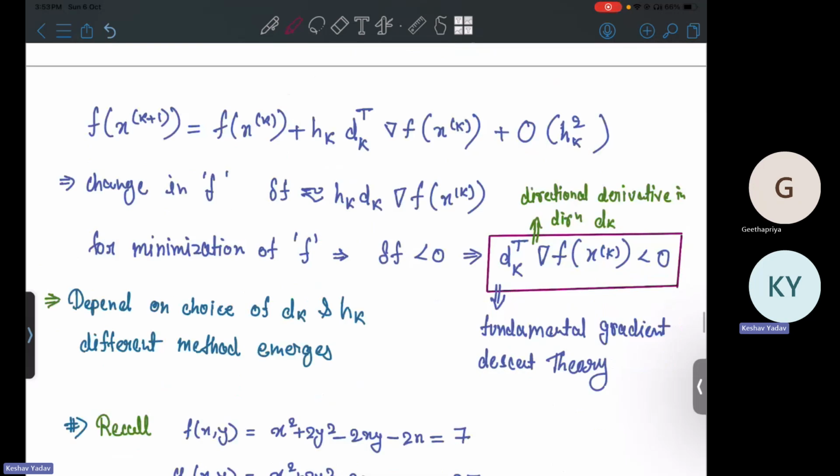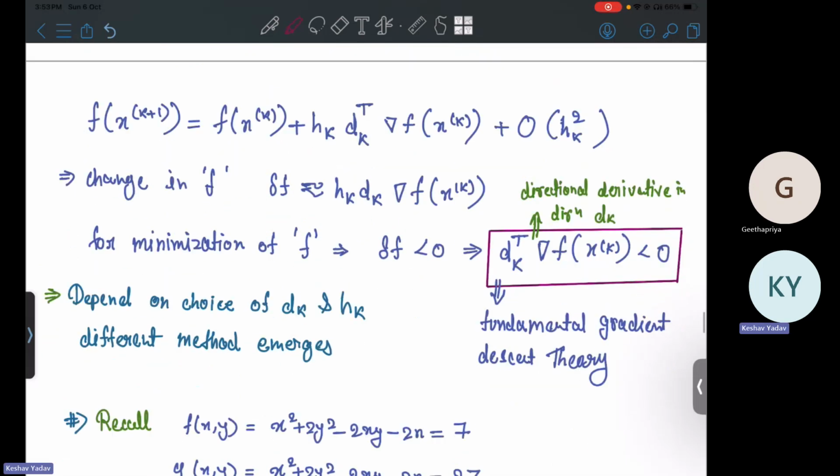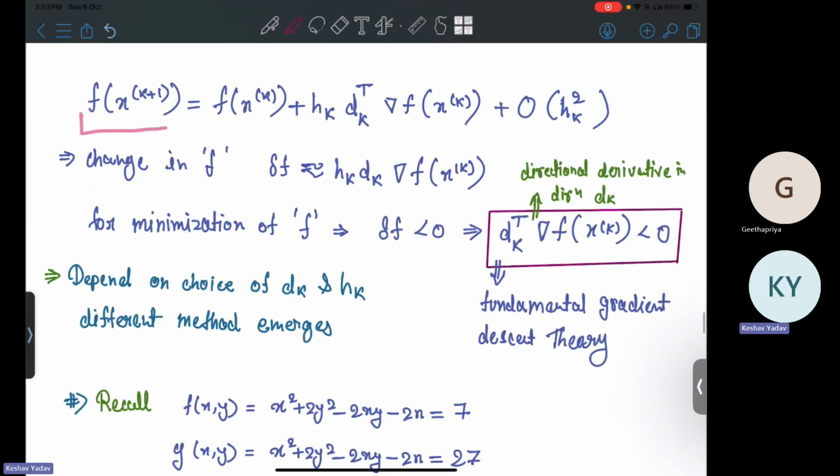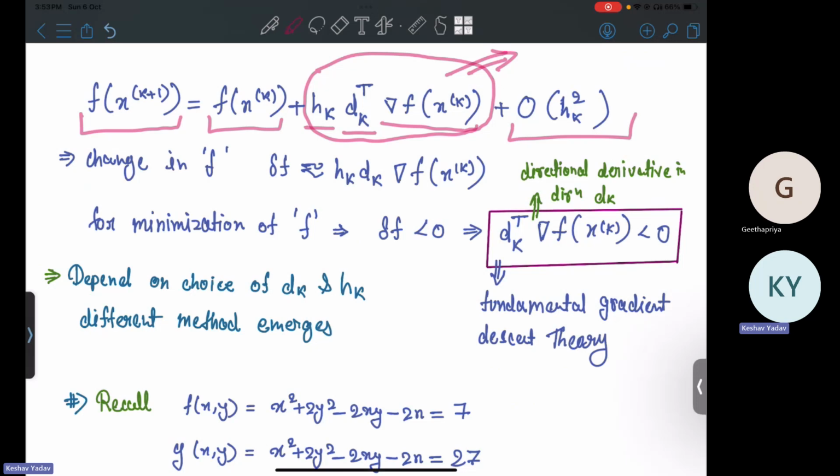Okay, if you apply the Taylor series, you will get f at the k plus 1th iteration equal to f at the kth iteration plus hk dk transpose gradient of f at xk, plus some higher order terms. If we neglect the higher order terms, this is the change in f when we move from the kth iteration to the k plus 1th iteration. Okay, so this is the change, delta f equal to hk dk transpose gradient of f at xk.